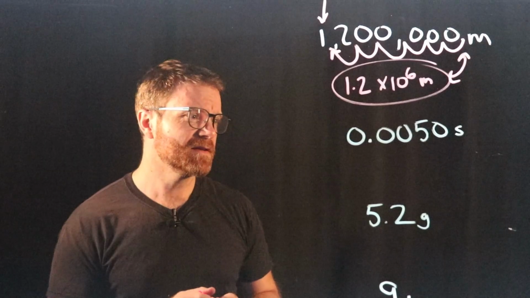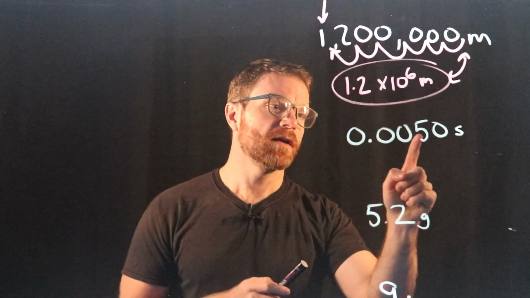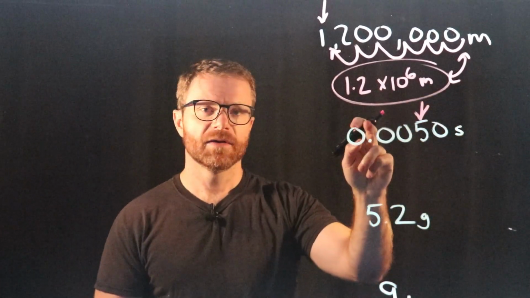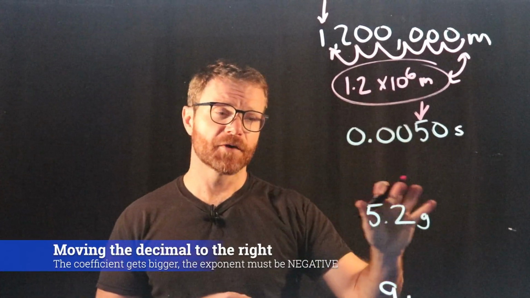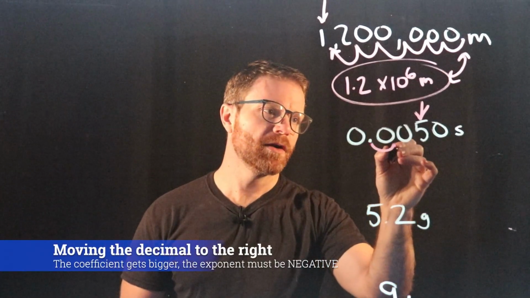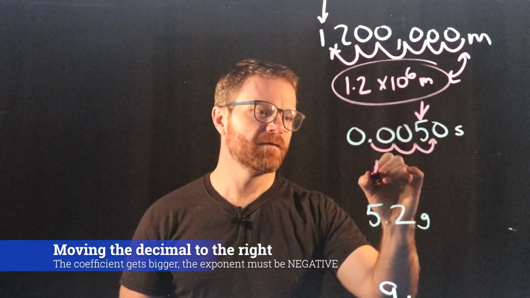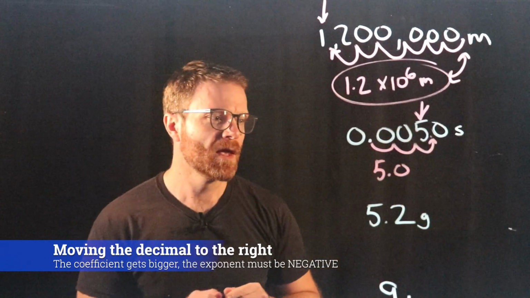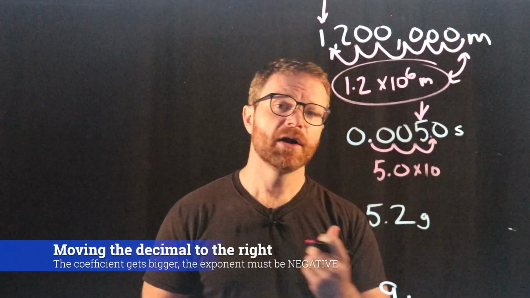Okay, let's look at the next example. What's the first non-zero digit? It's this 5 right here. Where's the decimal point? It's right here. Let's move the decimal point until it's after the first non-zero digit. 1, 2, 3. Okay, now we have 5.0, because that new decimal point's right there. Now remember, this time, times 10 to the, we moved our decimal point to the right.